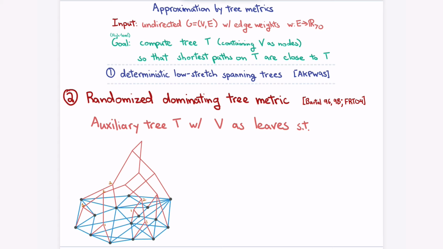So it's going to be a randomized tree metric. We'll do some randomized construction, and we're going to guarantee that for every edge, the expected stretch is small. Yeah, it's going to be like log n or something. So that's what we're going to show.